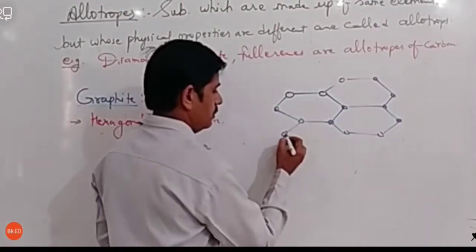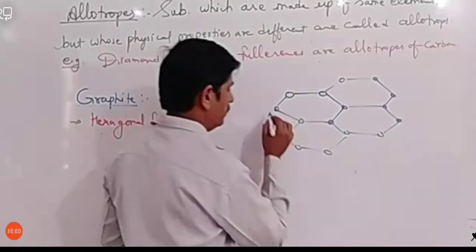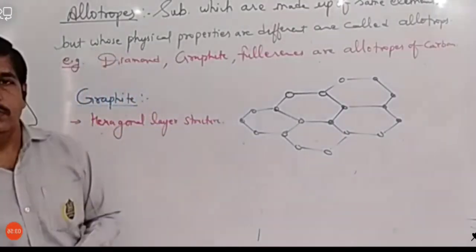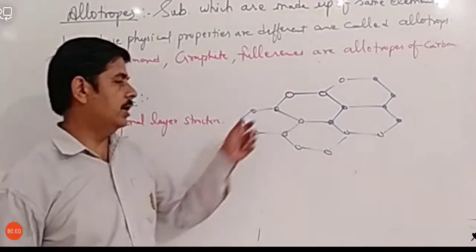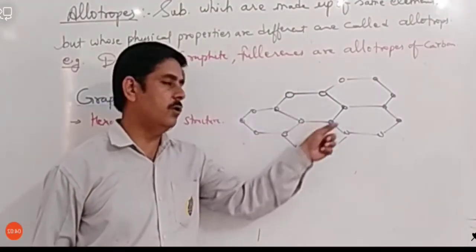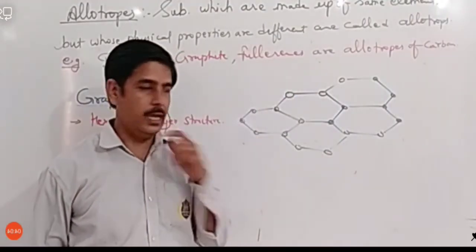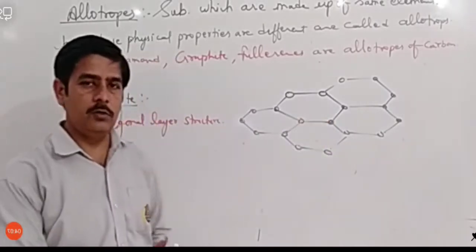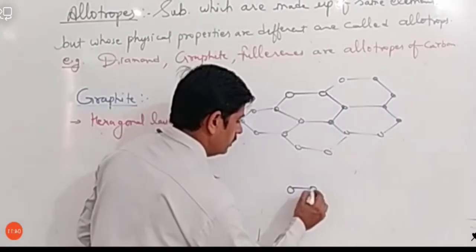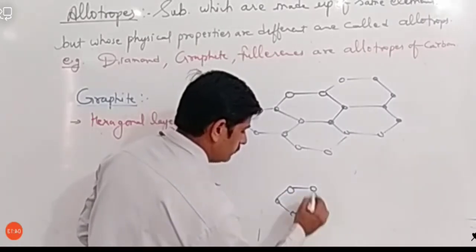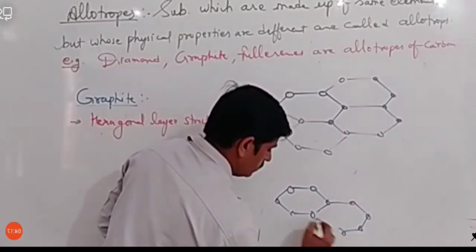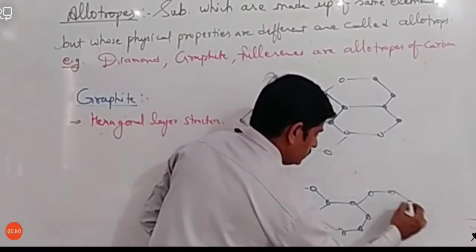Okay, and in this structure you can see carbon atoms are attached with each other in such a manner that they form a hexagon. Now this is one layer and we can draw another layer just below it. इसके नीचे एक layer और बना सकते हैं हम like this. This is the second layer.